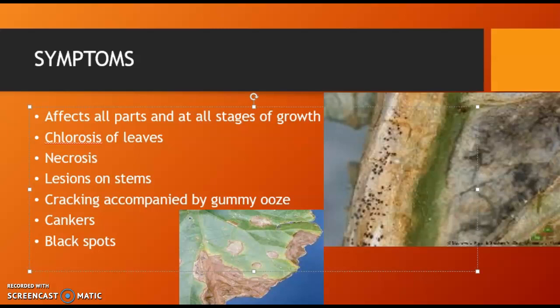Lesions can be formed on stems that enlarge. Cracking can be formed accompanied by a gummy ooze. Cankers can also be developed on the stem. Black fruiting bodies of the fungus are also visible on infected leaves, stems, and fruits, and serve as confirmation of diagnosis.